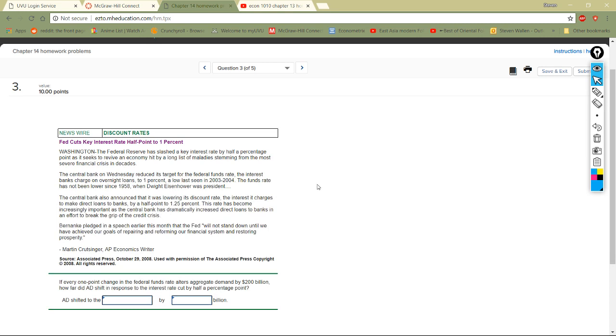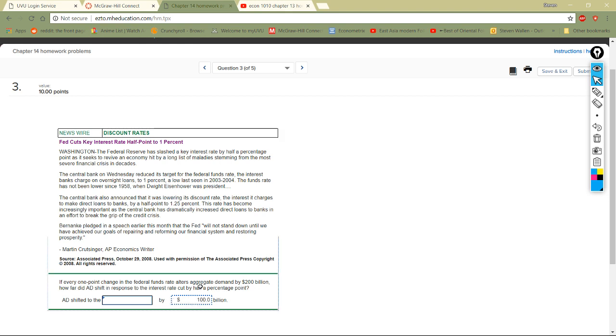Okay, and this is sourced in 2008. If you read this whole thing, it just talks about the Fed cutting interest rates. Basically, if I cut interest rates, I'm going to make it so people want to borrow more and spend more, and as a result, that increases AD. This says right here, if every 1 point change in the federal funds rate alters the aggregate demand by 200 billion, how far did the AD shift in response to an interest rate cut by half a percentage point? Well, if a full percentage point is 200 billion, then a half percentage point is half of 200 billion, so it's just 100 billion.